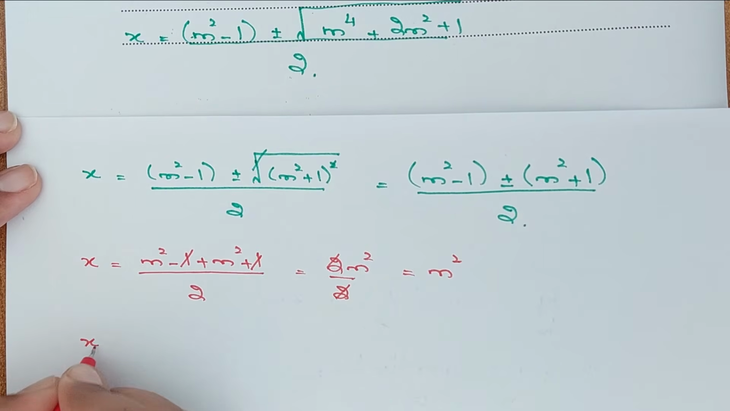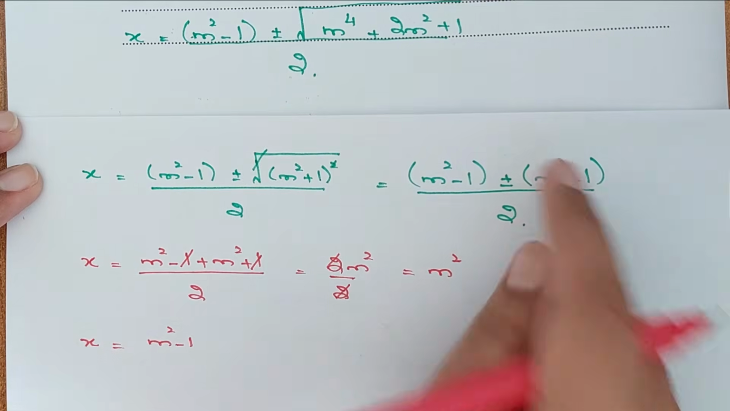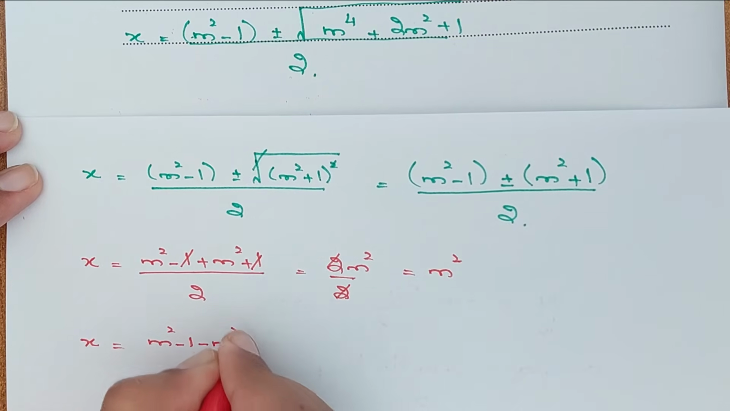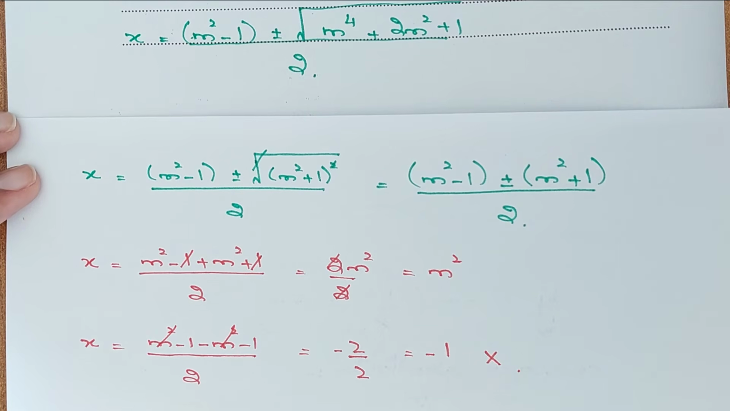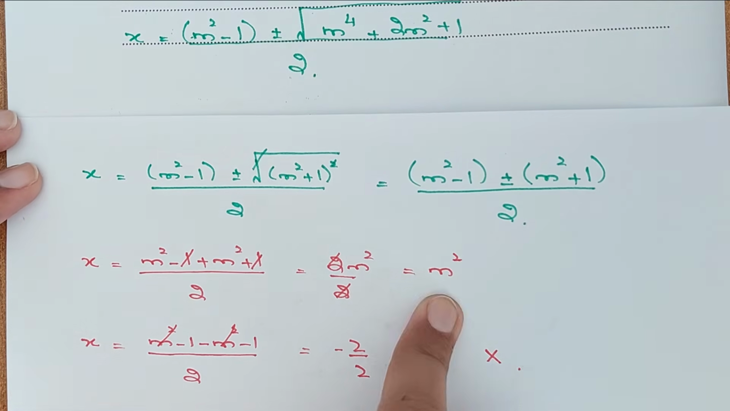Let me find the other root. So x would be equal to m squared minus 1 with the negative of this. So changing the signs, minus m squared minus 1, divided by 2. Positive m squared and negative m squared cancel, minus 2 over 2, which equals negative 1. So we are not considering this root because in the question we have been given that the coordinates of Q should be in terms of m. So the x coordinate should be in terms of m.